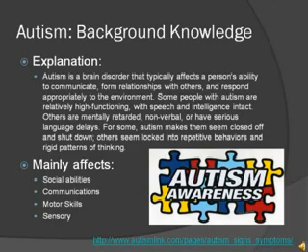Others are mentally retarded, nonverbal, or have serious language delays. For some, autism makes them seem closed off and shut down. Others seem locked up in repetitive behaviors and rigid patterns of thinking. Autism mainly affects social abilities, communications, motor skills, and sensory.